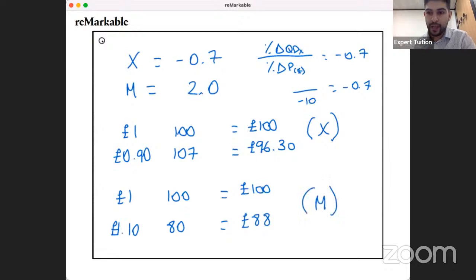Now let's compare. Because the Marshall-Lerner condition was satisfied, that would have said that the current account, when the currency depreciates, would improve. Did it improve? Initially, my exports, I made £100 on them. My imports were £100 as well. So my X minus M initially was just 0.